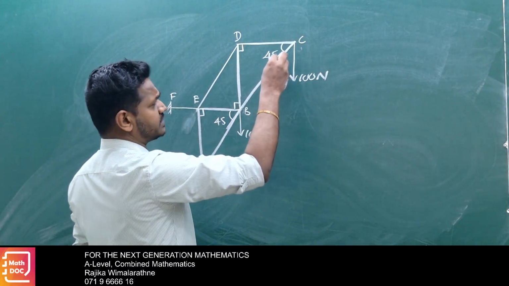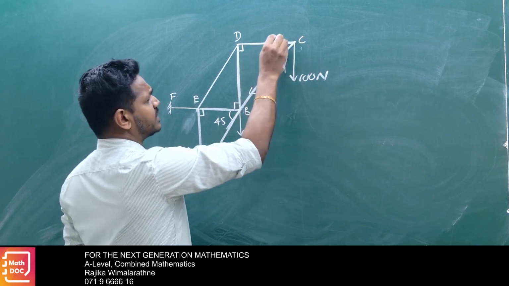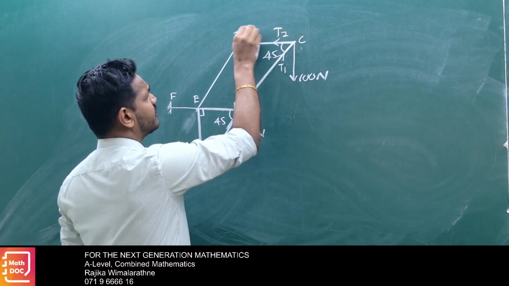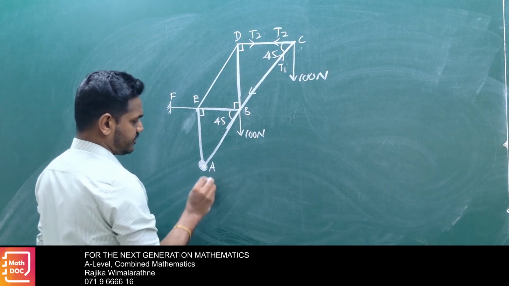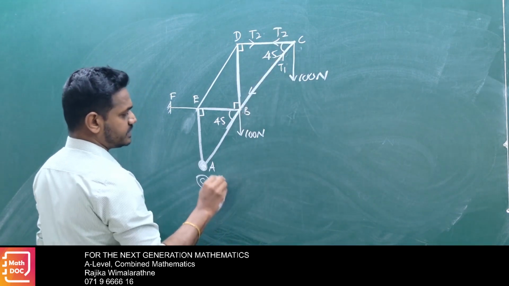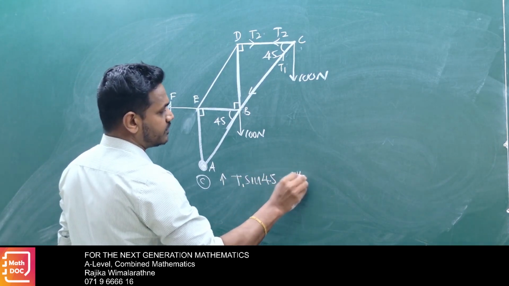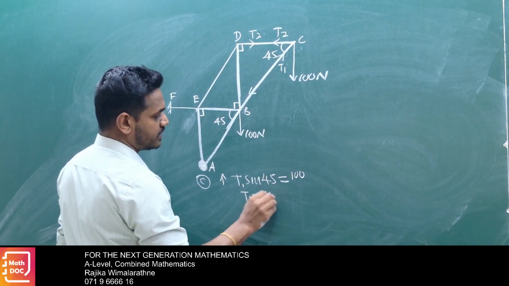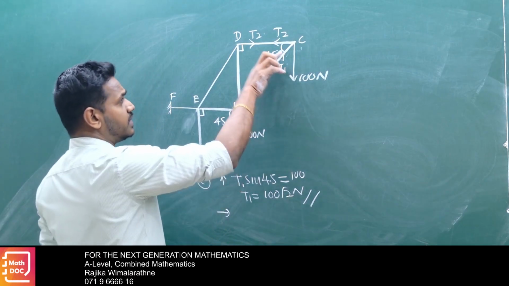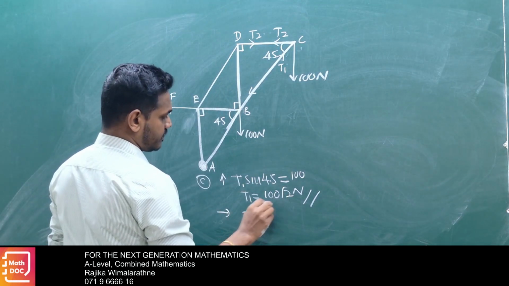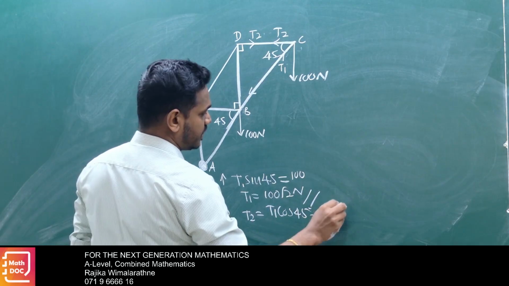100 Newton downward. To cancel that one, you mark here T1. Then to cancel the horizontal component, mark T2 here. Then consider vertex C. Upward forces: T1 sin 45 equal 100. Then T1 equal 100 root 2. Then resolve horizontally. T1 cos 45 equal T2. It is 100 Newton.